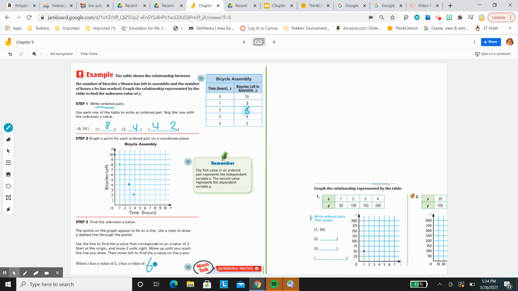All right, boys and girls, I'm not going to do anything more here today. I'm going to have you go ahead and start working on the share and show right here where it says you're going to be graphing the relationship represented by the table. Create your ordered pair right here based off of the x and the y, and then you're going to graph this amount. All right, so go ahead and practice graphing.